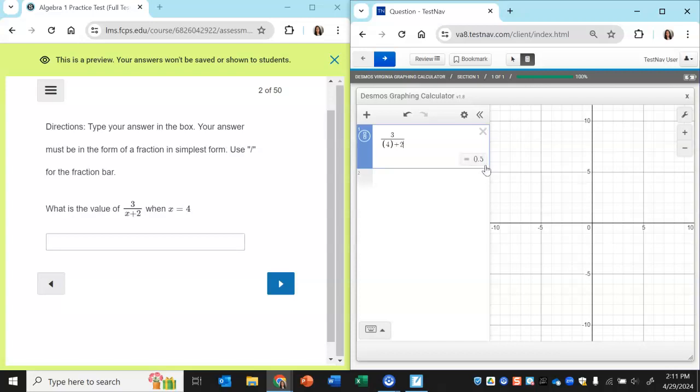That's it. Now it says decimal. Since I want a fraction, I'm going to press the little fraction feature, and that's 1/2. So I'm going to put 1 over 2. That's how I'm going to answer that.